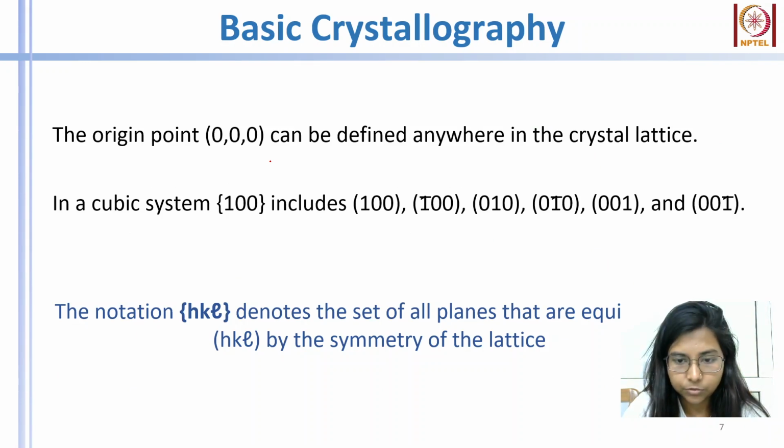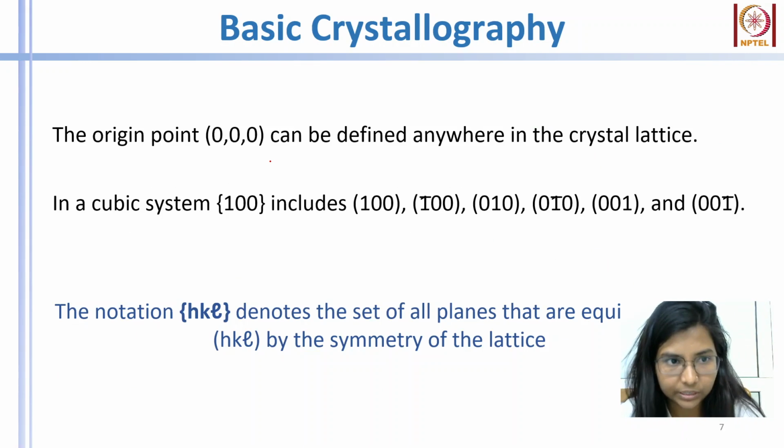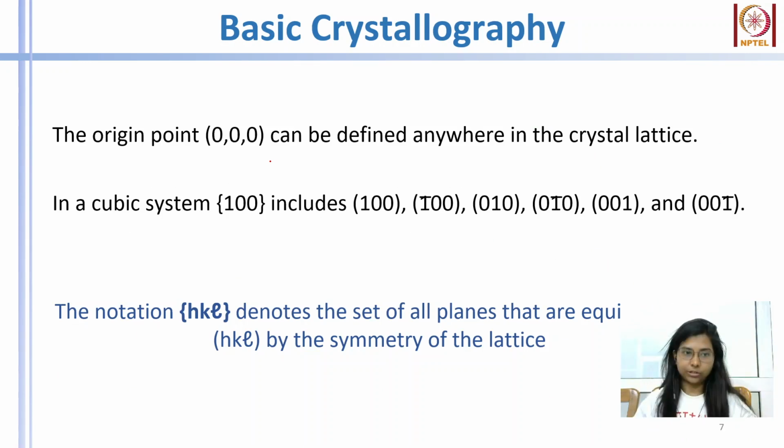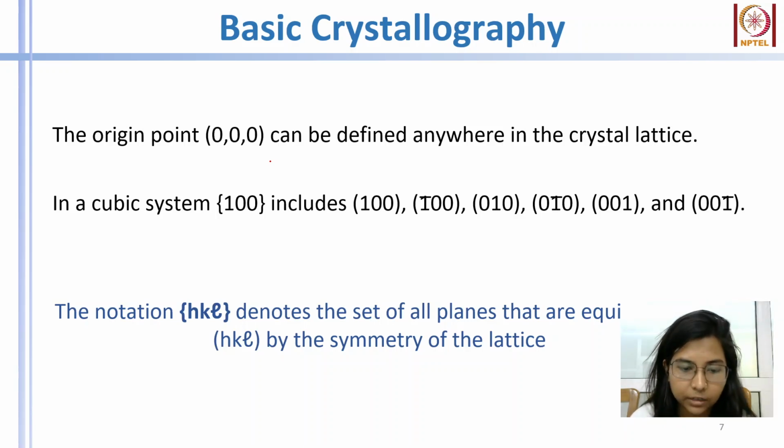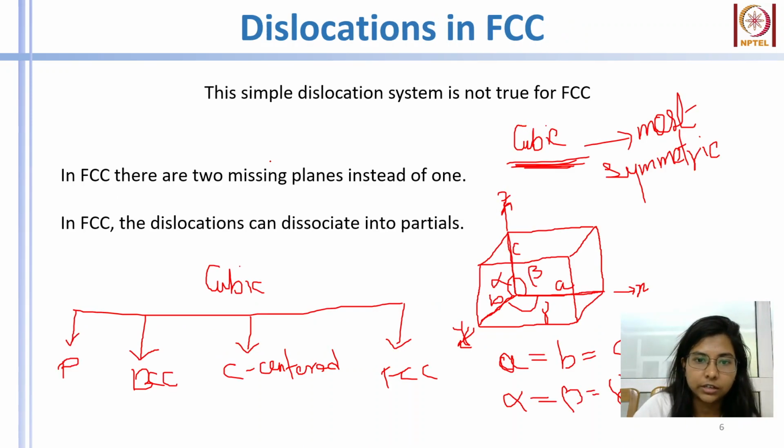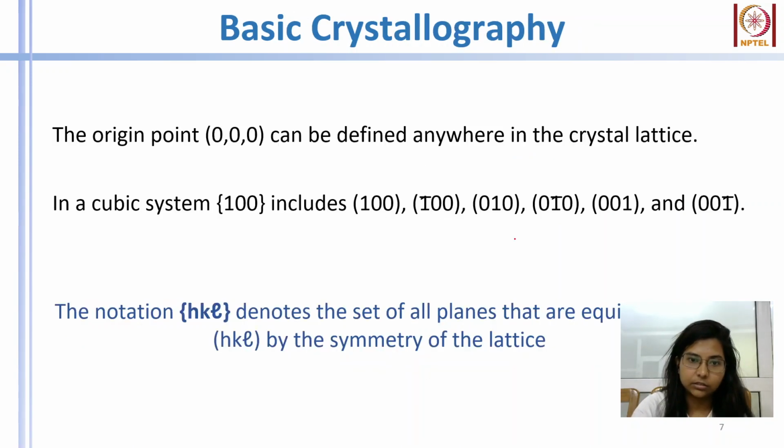To understand this, at first we will learn some basic crystallography, right? When we are defining a unit cell, in order to define a lattice, we need to give the origin point, the origin 0, 0, 0. If we have a cubic system, as we saw earlier, A, B, C are all equal, and alpha, beta and gamma are all equal to 90 degrees, meaning the faces are all orthogonal to each other. That is why when we talk about this family of planes, it includes all the 100 as well as the negatives, right?